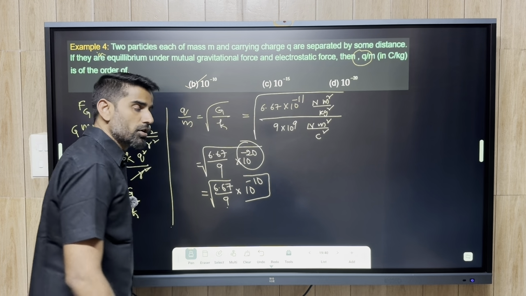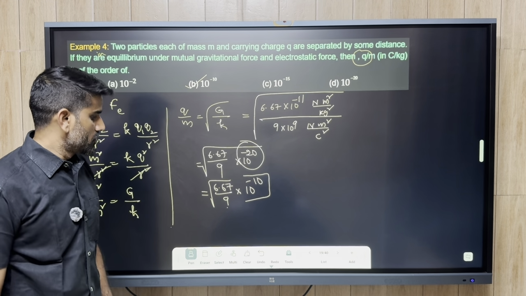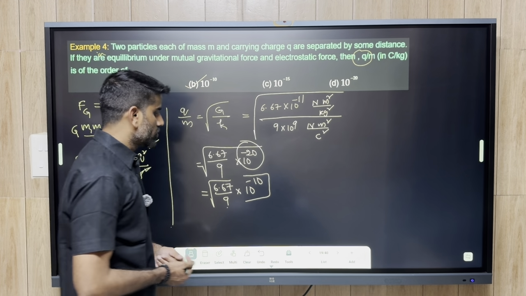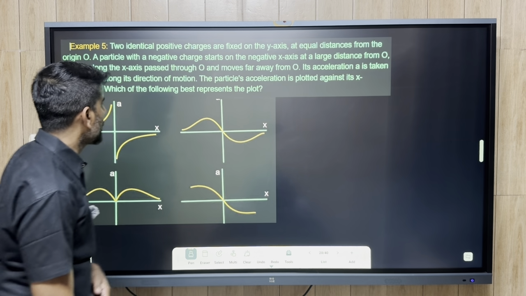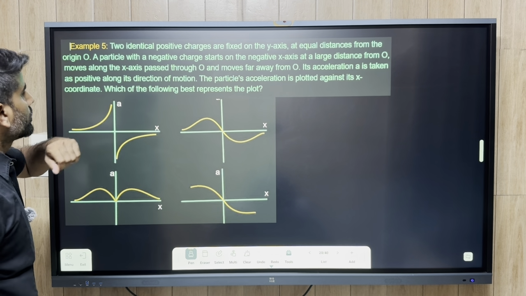Okay, so these are the problems we have solved just by using Coulomb's law, right? Yes, let's move on to the next example. Okay, yes, let's understand the question now.